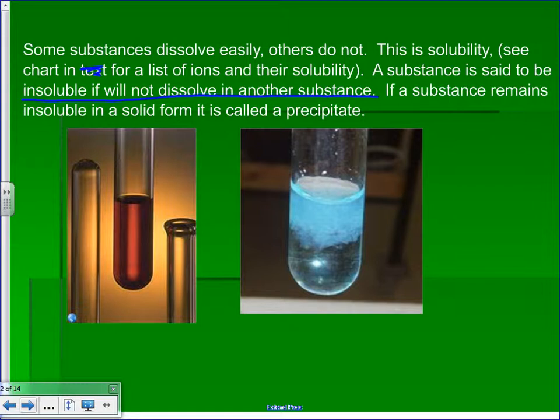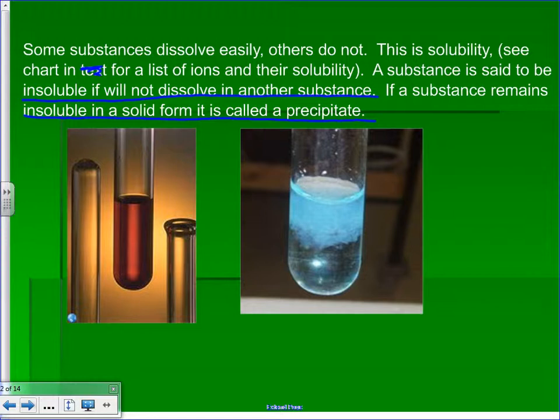If a substance remains insoluble in a solid form, we call it a precipitate. So if something is insoluble in a solid form, we call it a precipitate, especially if it is formed in a chemical reaction. When we do our chemical reactions lab next week sometime, you'll have a couple of chemical reactions where you will mix two clear solutions together, and as soon as they hit each other, a solid will form. You will see it as kind of a fine powder that falls out of the solution and collects on the bottom, hence the name precipitate. It falls out of the solution and collects on the bottom just like rain falls out of the sky. That's where we get the name from.